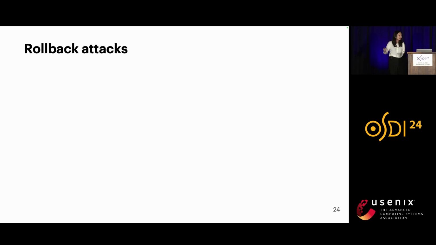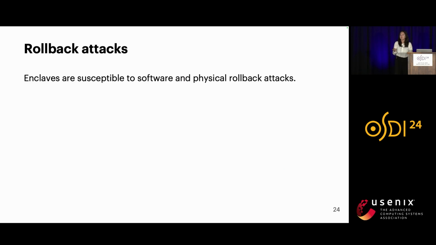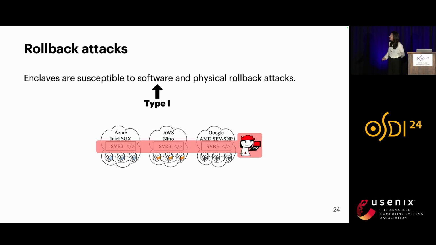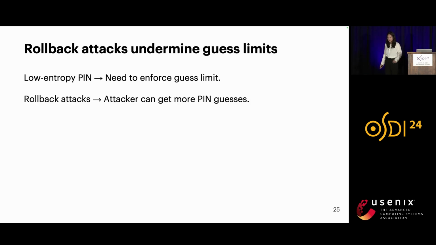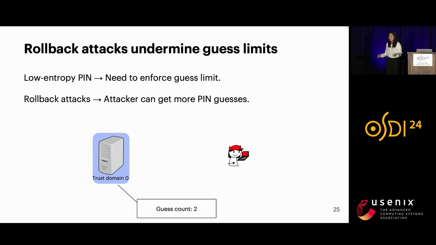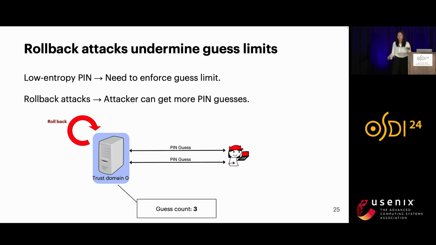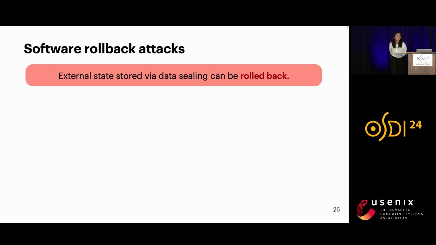So let me now talk more about rollback attacks. Enclaves are notoriously susceptible to software and physical rollback attacks. And you can think of the software rollback attack as something that can be mounted by a type 1 attacker. Physical rollback attack can be mounted by a type 2 attacker. So rollback attacks undermine the purpose of the system because the system is supposed to limit how many guesses you can make on a user key. And that means, if you're an attacker and the guess count for a user is 2, you make a guess, it's 3, you roll it back, the guess count is 2, you can make another free guess, and you can do this forever. Software rollback attacks are done through external state that are stored by data sealing.